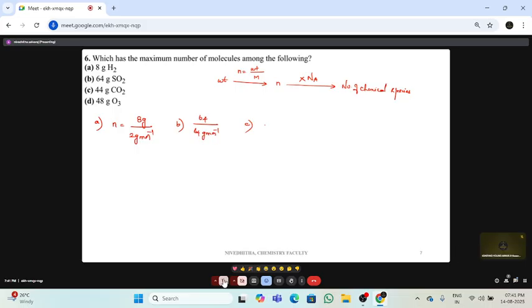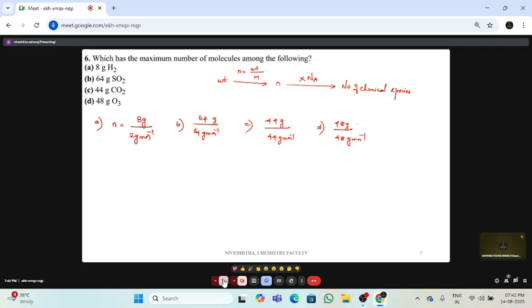And in option C, it is 44 gram of carbon dioxide. And molar mass of carbon dioxide is also 44, right? So 44 gram per mole. And in option D, given mass is 48, and what is the molar mass of ozone, O3? Atomic weight of oxygen is 16. 48, ma'am. Very good, Kana. 48 gram per mole.